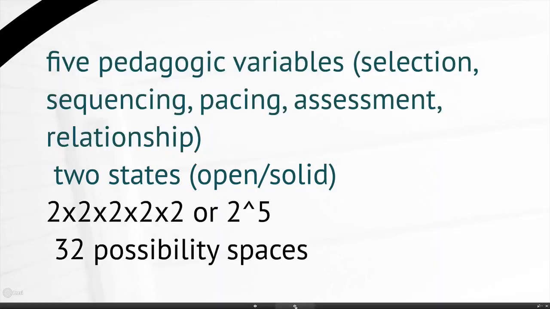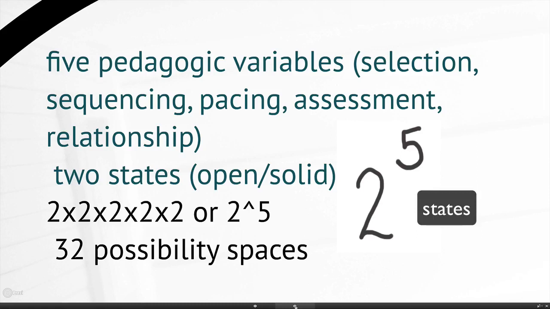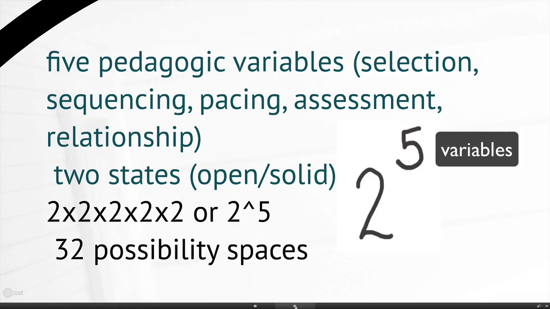where only one possibility is actually allowed. Now, the 2 times 2 times 2 times 2, or 2 to the power of 5 at the bottom there, is going to try and catch the logic in mathematical terms. The 2 represents the states, open or solid. The 5 represents how many variables you're working with.